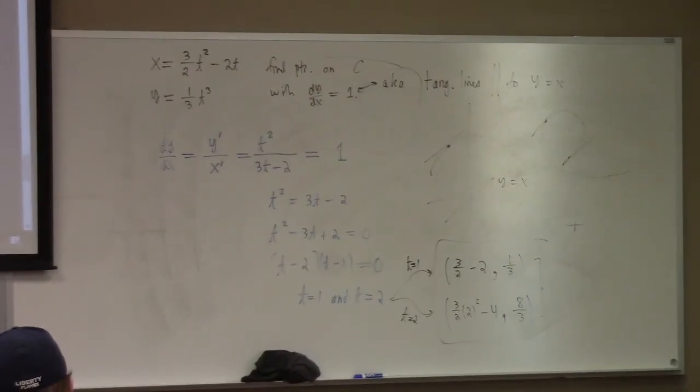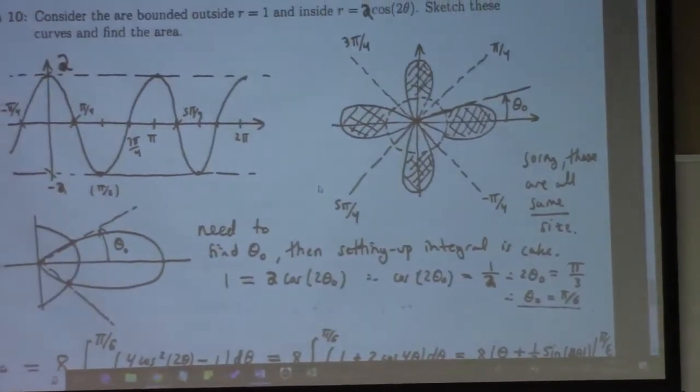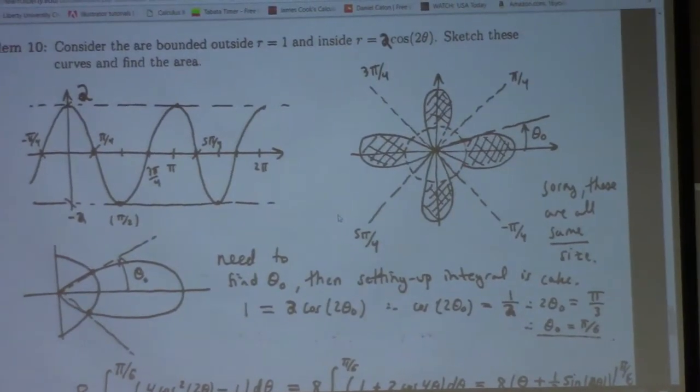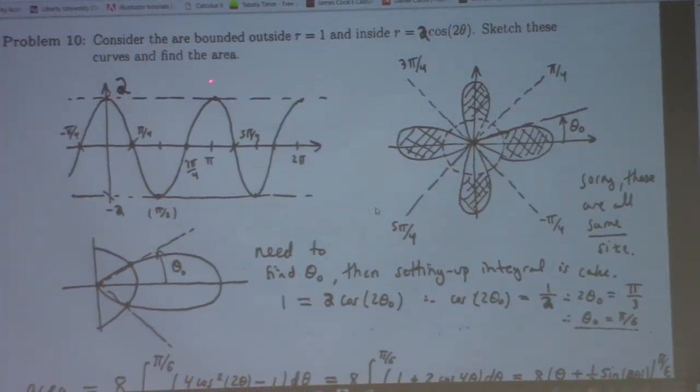Outside r equals 1 and inside r equals 2 cosine 2 theta. Did I get that 2 on your quiz? Yeah. Yes. Okay, good. So this is 2 cosine 2 theta, right? And if you look at that, it's 0 at plus or minus pi over 4. So between pi over 4 and minus pi over 4, we've got like a lobe of this, whatever you want to call this thing.